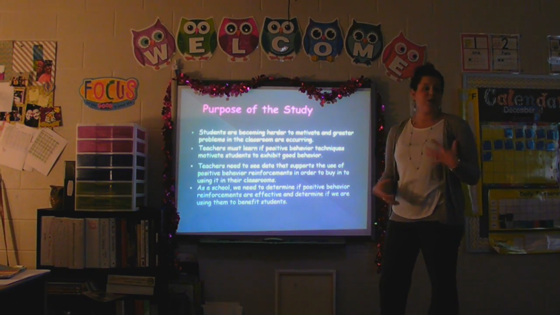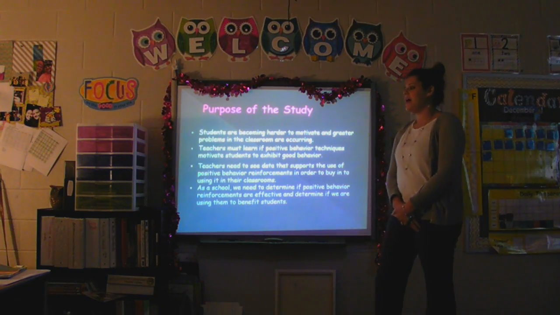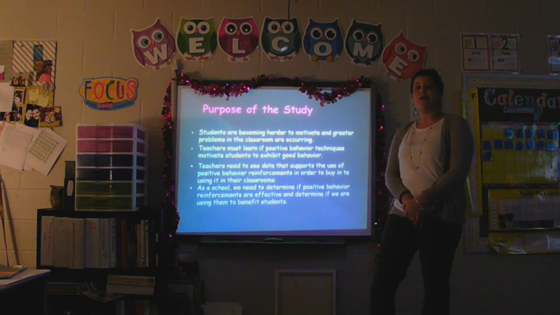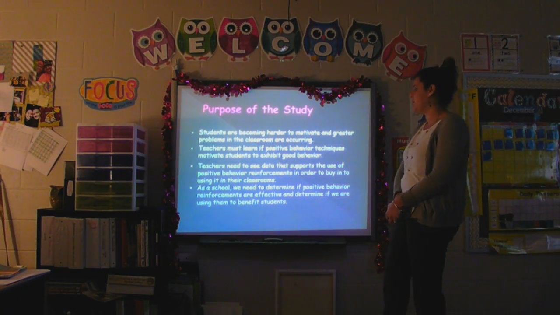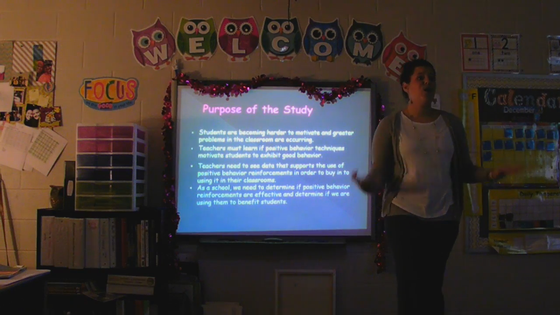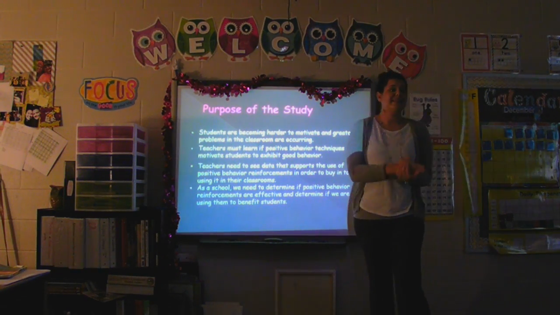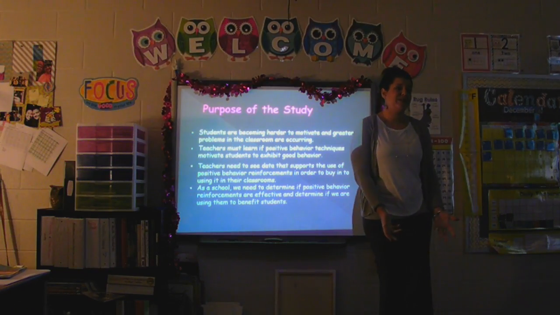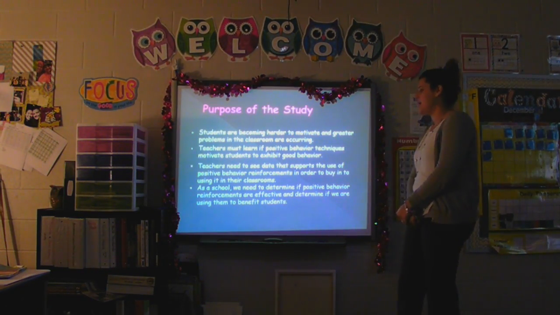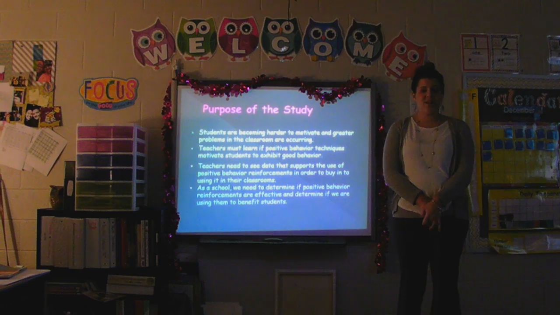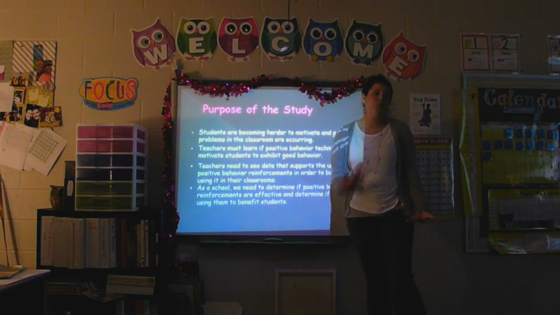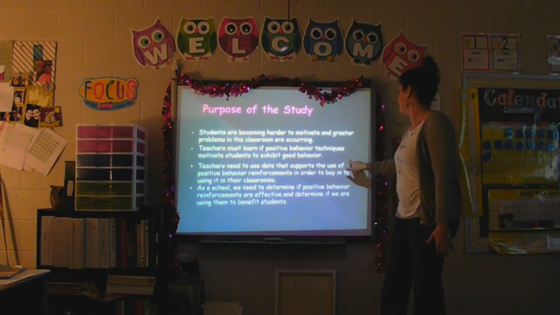Bigger behavior problems are happening in the classrooms, and teachers really need to figure out if positive behavior supports can motivate students to exhibit good behavior. Teachers really need to see data, because we all have talked about this lots of times before. We need data to show that something works. So we need data to support the use of positive behavior reinforcements in order to really buy into using these techniques in our classrooms. So as a school, here at Eastern Elementary, we really need to determine if positive behavior reinforcements are effective and determine if we're using them to benefit the students that we're working with.